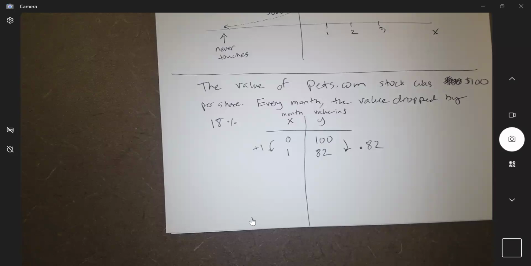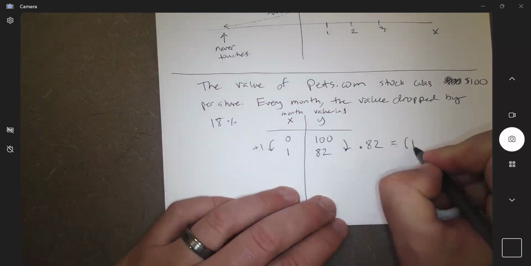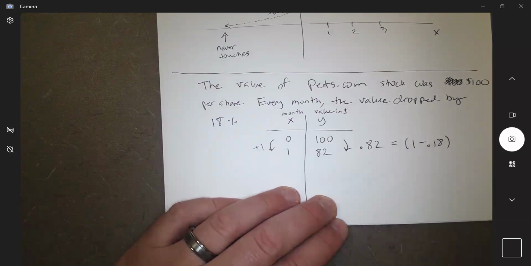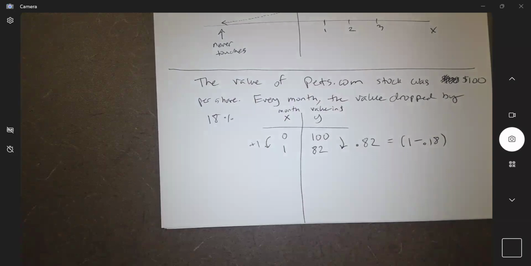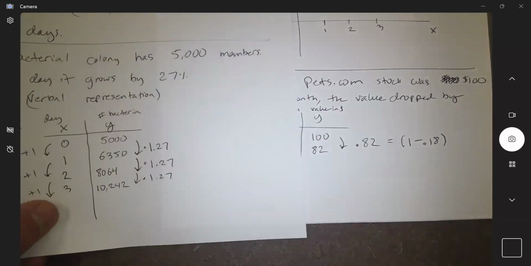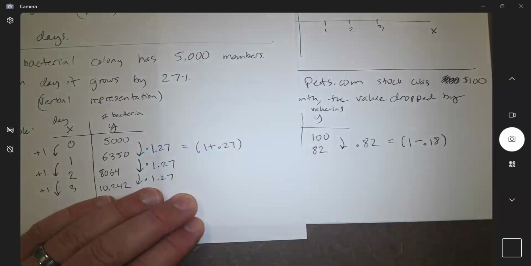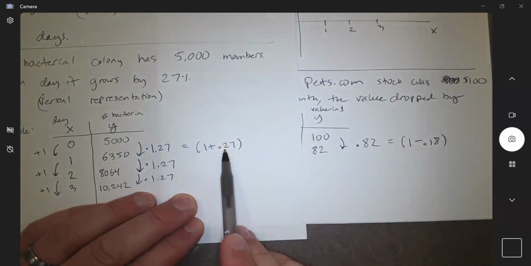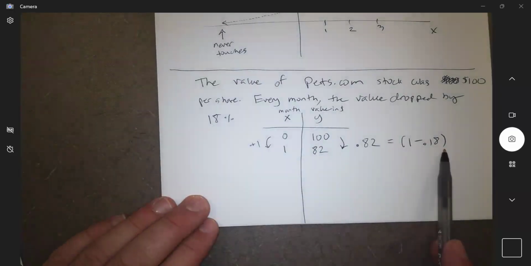How do I get from 100 to 82? I multiply it by 0.82. So the particular multiplication factor here, it's not 18 or 0.18. It's 1 minus 0.18. Just like this one, the multiplication factor was 1 plus 0.27. 27% increase, 1 plus. 18% decrease, 1 minus.